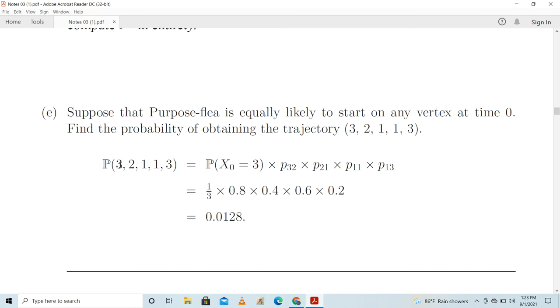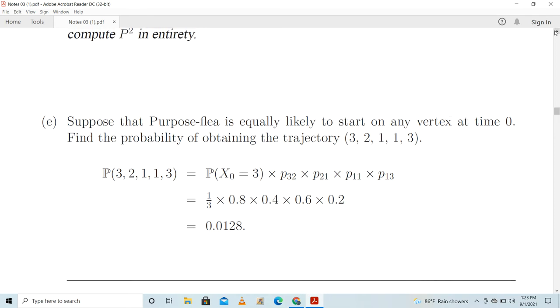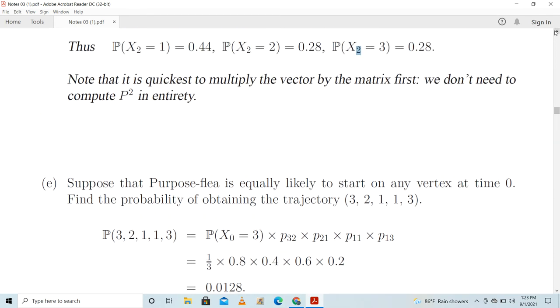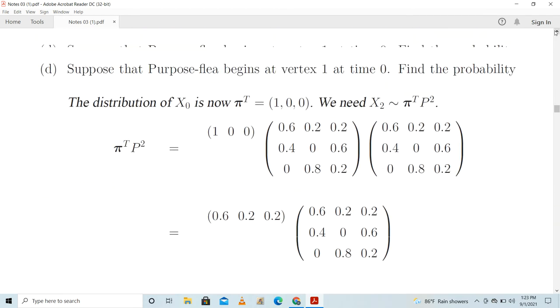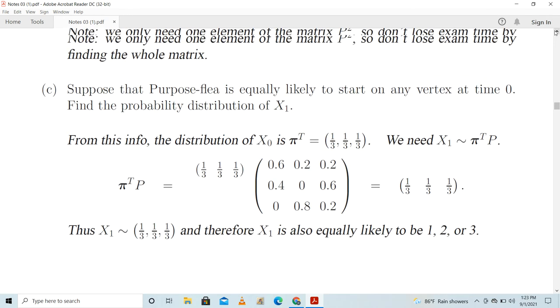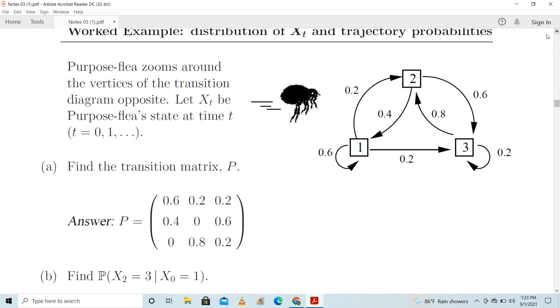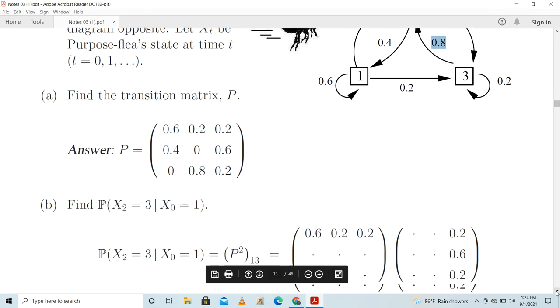Then this flea has gone from 3 to 2, 2 to 1, 1 to 1, 1 to 3. These probabilities we can find from the transition diagram or from the transition matrix. If you look at the transition diagram, the probability of going from 3 to 2 is 0.8. So we just have to substitute the value there.